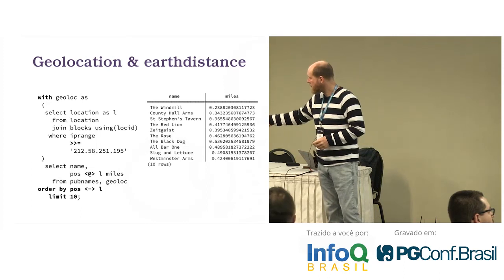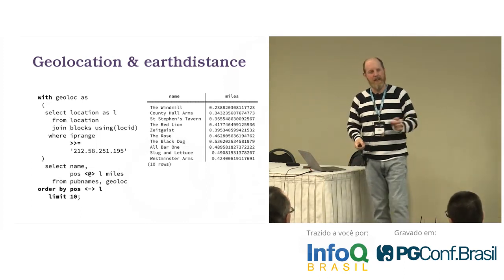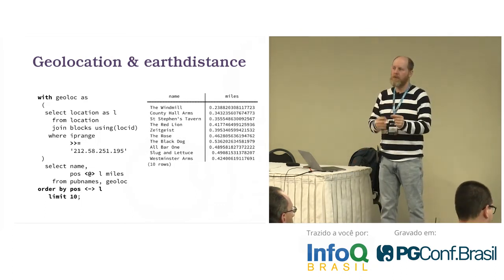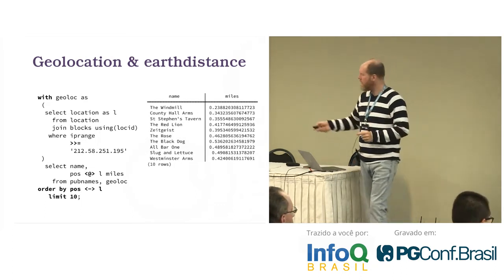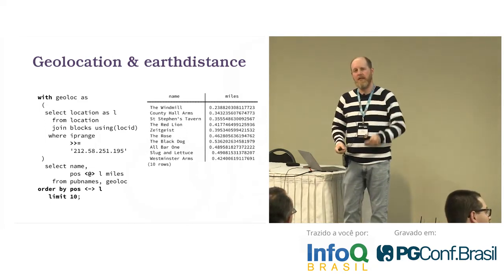And here, the order by limit, it's called KNN. NN means nearest neighbors, and K is the number of them. Here it's 10. And PostgreSQL, if you have an index, is going to solve that all in a single index scan.